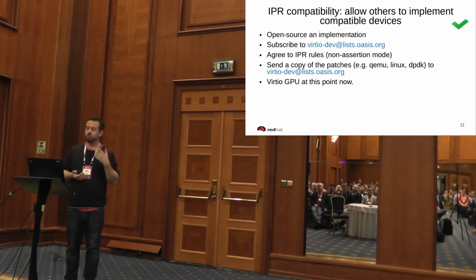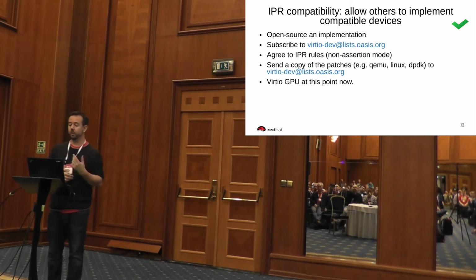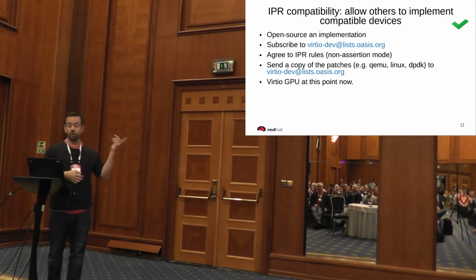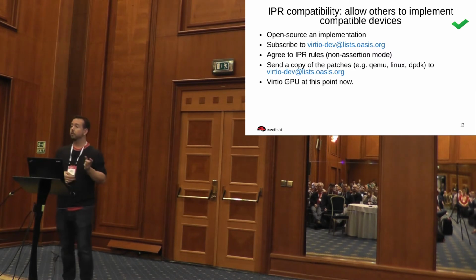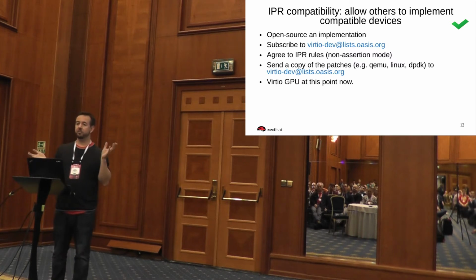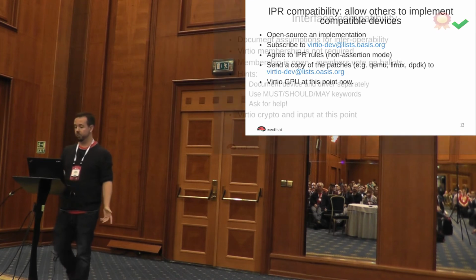We generally ask that you have an open source implementation draft at least available, and that you agree to the non-assertion mode of the Virtio spec. What do you do for this? You subscribe to the Virtio dev mailing list. You'll be asked to agree to these IPR rules, and then you send your patches to this mailing list. And many devices stop at this point. One example would be the Virtio GPU device.